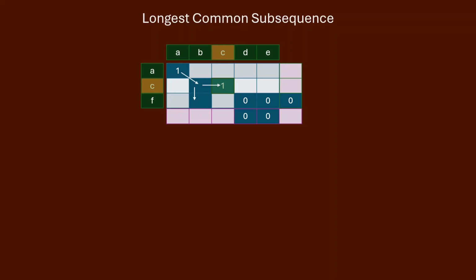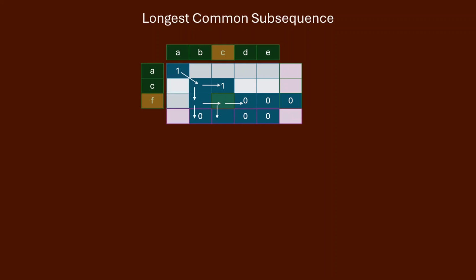And now we need to find the value for this cell. This cell, if we compare B and F, these are two different letters. So we need to find the value for these two cells and then take the max out of this. And again, the bottom one, we know it is 0 because we are dealing with a null character. So this is 0. And the other one, we are just going to find now. So C and F, these are different characters. So we need to find these two and then get the max out of this.